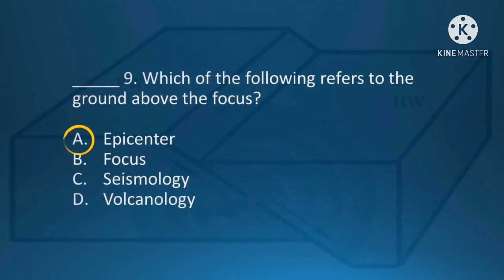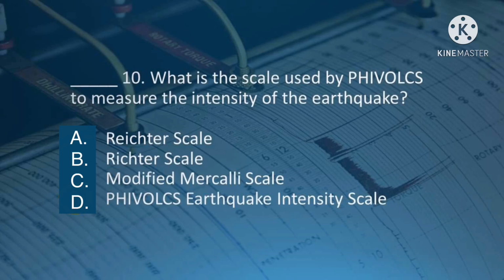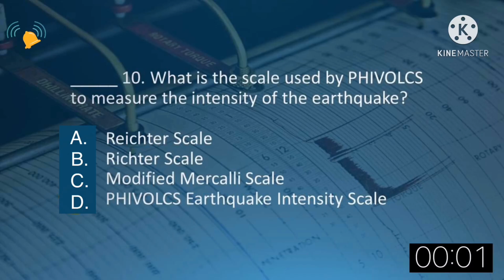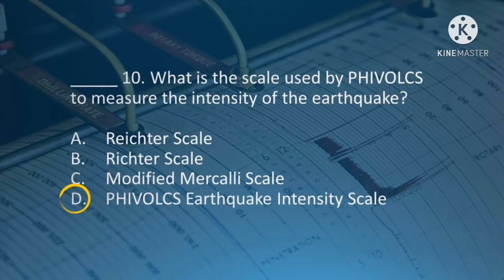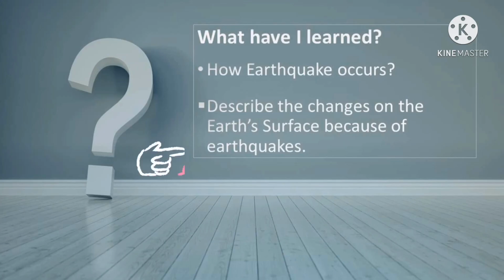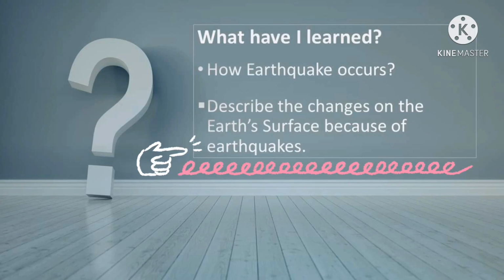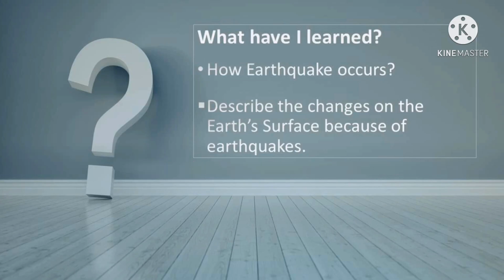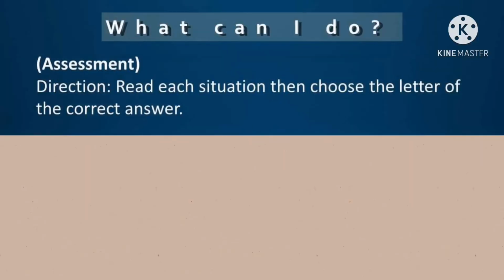For the last number, what is the scale used by PHIVOLCS to measure the intensity of the earthquake? What is your answer? Alright, that is letter D, PHIVOLCS Earthquake Intensity Scale. You are going to answer these 2 questions in your notebook. How does an earthquake occur, and describe the changes on the Earth's surface because of earthquakes.